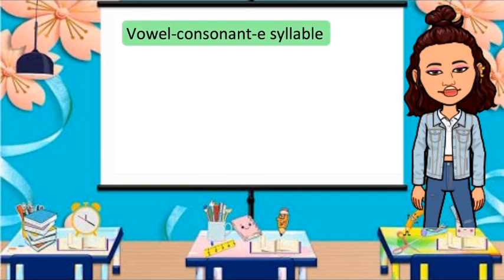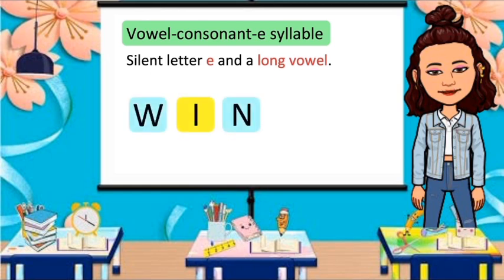Vowel consonant E syllable. In this type of syllable, there is a vowel followed by a consonant and then the letter E. This is usually called the magic E, because the letter E is silent and it changes the first vowel into a long vowel. Now let's look at an example. Win. Here we have a closed syllable and the vowel makes a short I sound. However, when we add the magic E, the vowel I becomes a long vowel. Wine.